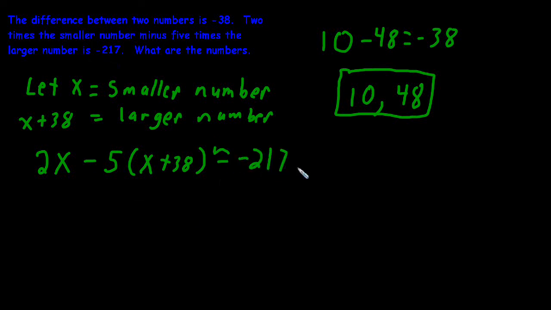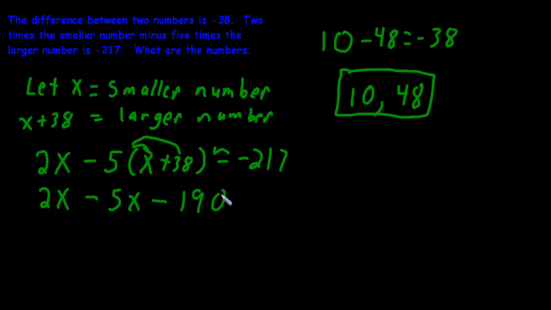If you solve this equation, that'll give you the smaller number. If you add 38, then that'll give you the larger number, because it says what are the numbers. And so now the hard part's completed. You just need to solve this equation. Distribute the 5 here. Be minus 5x. Let's see, 5 times 38, that's 190.